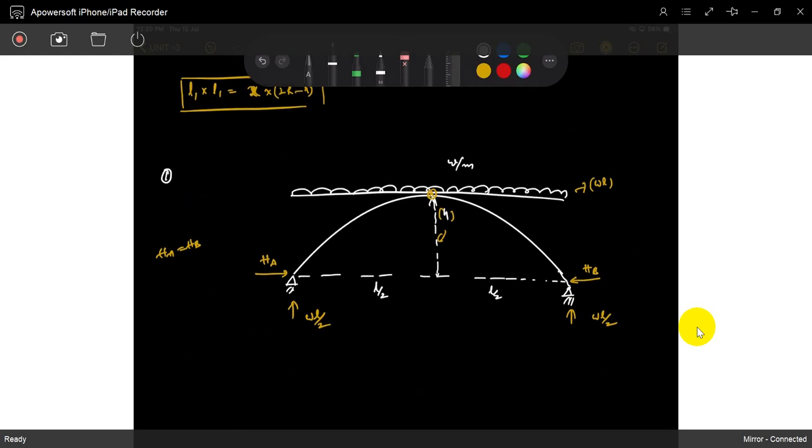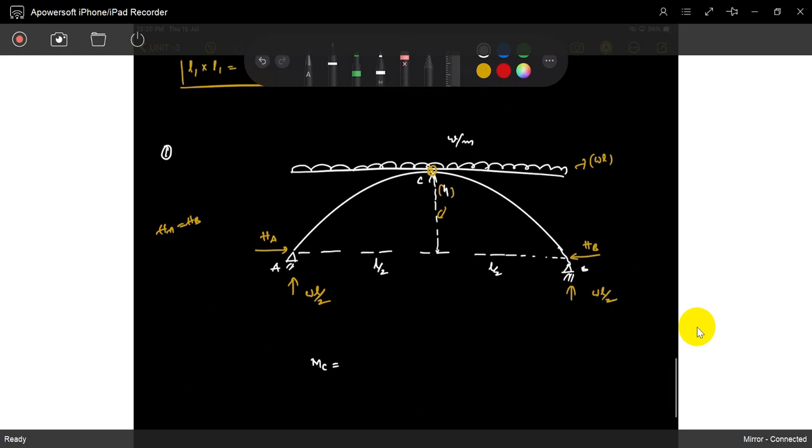See, this is A, this is B, and I call this C. It's a 3 hinged arch, with a hinge at C, at the crown point. Understood? So observe it, the bending moment at C is also 0, because it is a 3 hinged arch and a hinge is there at C. So BMC equals 0.